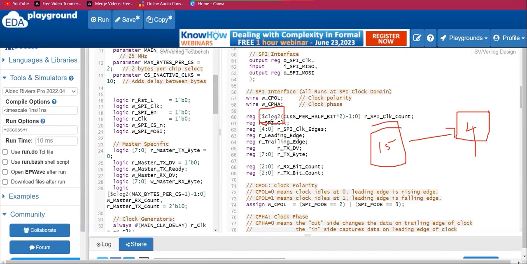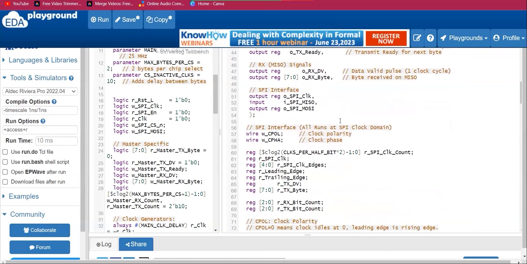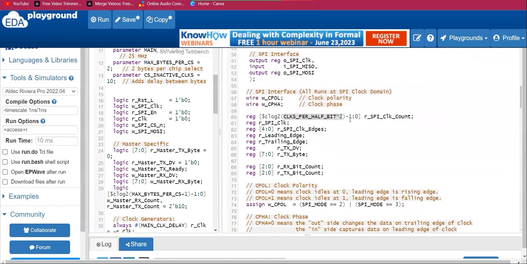So that's why here we are using $clog2. So clock per half bit into 2 minus 1. What is the clock per half bit? 2 bits we have taken, right? So 2 into 2, 4 minus 1, 3, 3 down to 0. Total 4 bit. So that is the clock size here. You can directly take 4 down to 0 also. No need to write all the things. But if you want to write it in a different way, this will be good coding style. When you practice, then only these things will come. So that is the clock count.